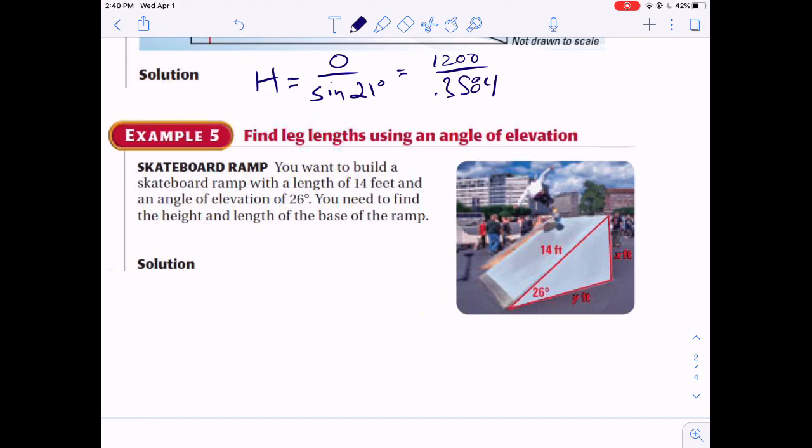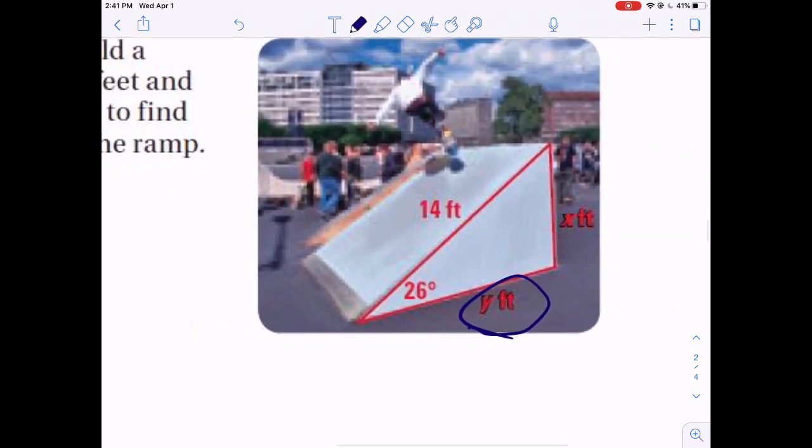All right, I want you to build a skateboard ramp with a length of 14 feet and an angle of elevation of 26 degrees. You need to find the height and length of the base of the ramp. Okay, so we'll try to find Y first, which is down here at the bottom. So again, the first thing you need to do, folks, before you do anything is to mark up the drawing with things that we talked about. You label or circle your angle. Label your O, A, and H, okay? So here's my hypotenuse, here's my opposite, and here's my adjacent.